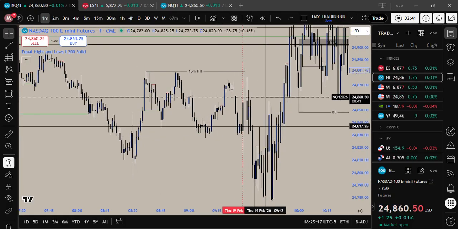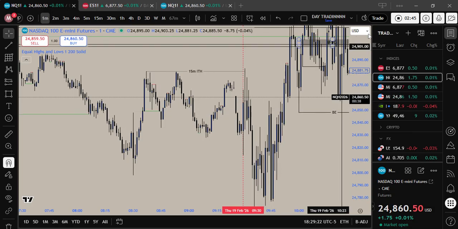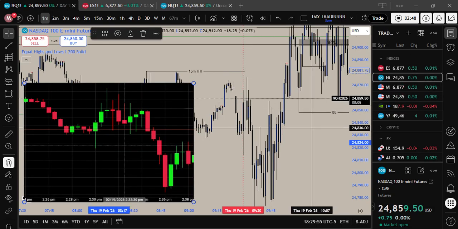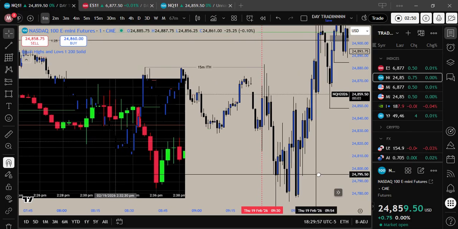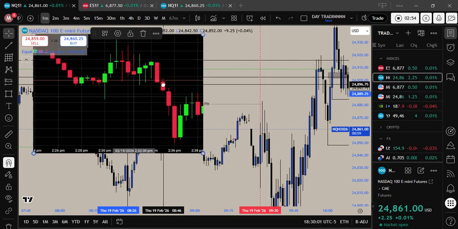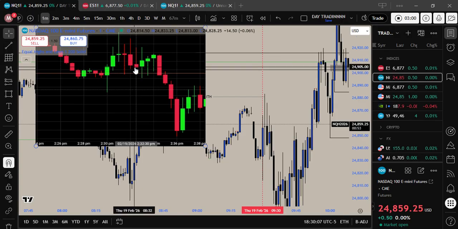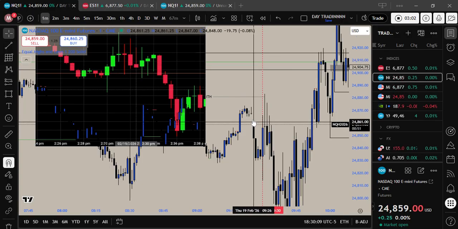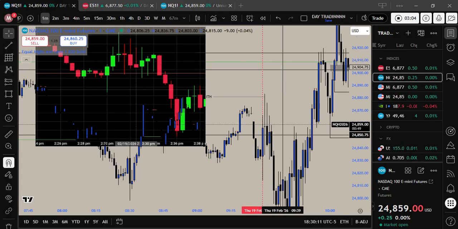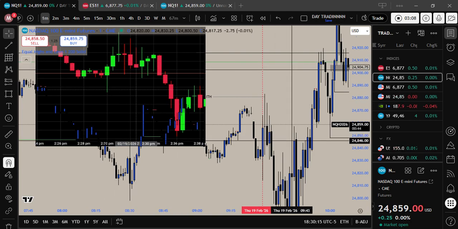So right here, I actually took a short. Let me just put up the 30 second chart. This right here looks like this on the 30-second chart, and I took a short right at this candle. I don't have the 30-second chart on TradingView, so I have to see it on Tradovate and then switch quickly over to TradingView to execute.